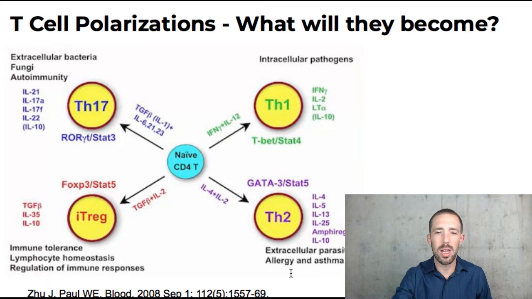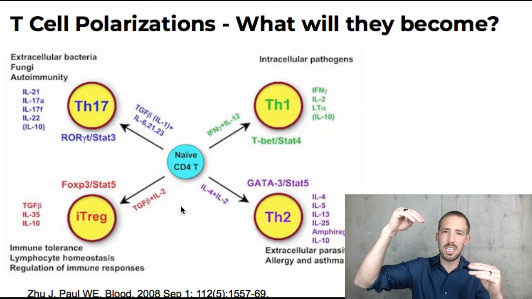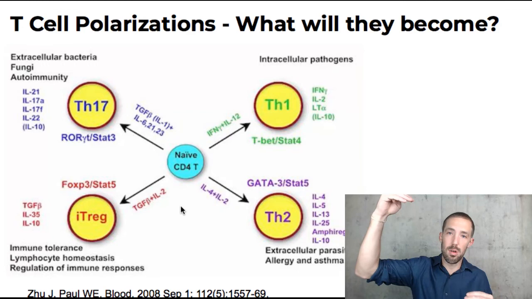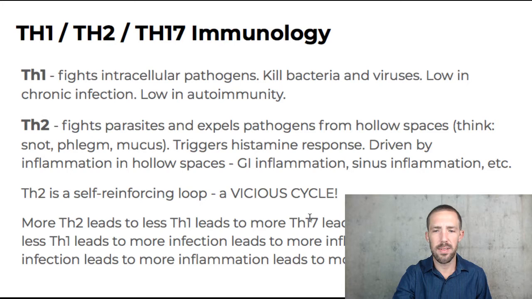And that is the vicious cycle of how, over the years, more and more infection leads to more GI inflammation, sinus inflammation, and more sinus inflammation leads to more infection. Like the teeter-totter starts out just a little tipped and then it gets worse and worse. More Th2 leads to less Th1, leads to more Th17, leads to more Th2, leads to less Th1, and so on, leads to more tissue destruction, more symptoms, worse allergies, worse asthma, worse sinus stuff, year in, year out, more food sensitivities, more GI inflammation. It is a vicious cycle.